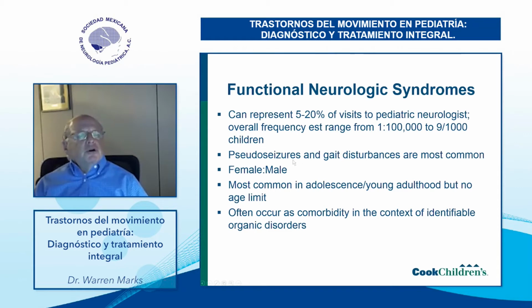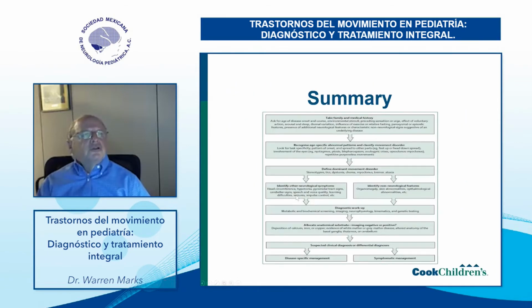The most common are clearly pseudo-seizures and gait disturbances. They tend to be somewhat more common in females. They are more common in adolescents, but they can be seen in children of really any age, even down to very young children, which is really good information showing that they're really not specifically psychiatric disorders, and there may not be a specific identifiable stressor. And again, they often occur as a comorbidity in the context of other disorders.